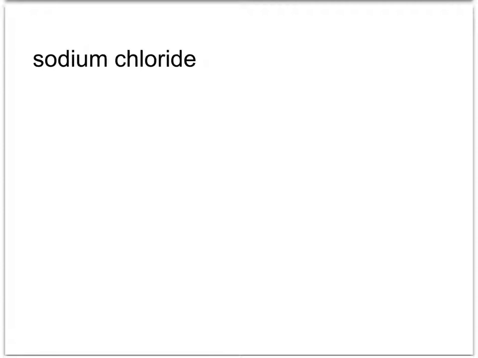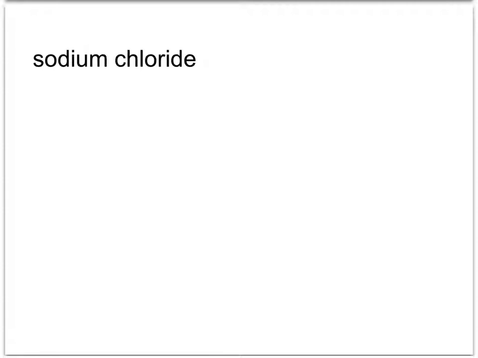The method I use for writing formulas for ionic compounds, I call it the crisscross method. I'll basically separate the cation and the anion. I'll put its representative charge by each one of them, and then I simply cross them, making the charges the subscript on the other thing.